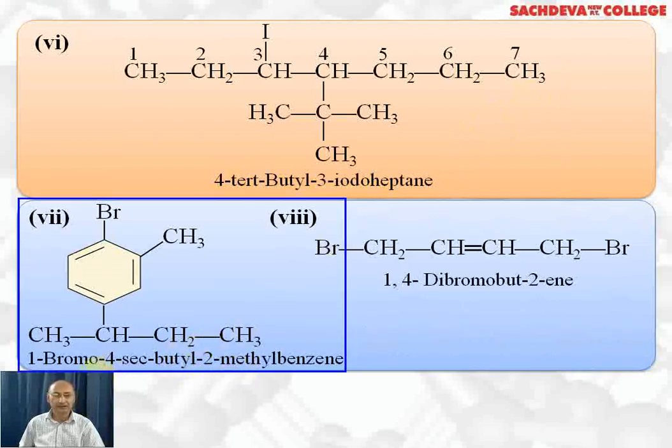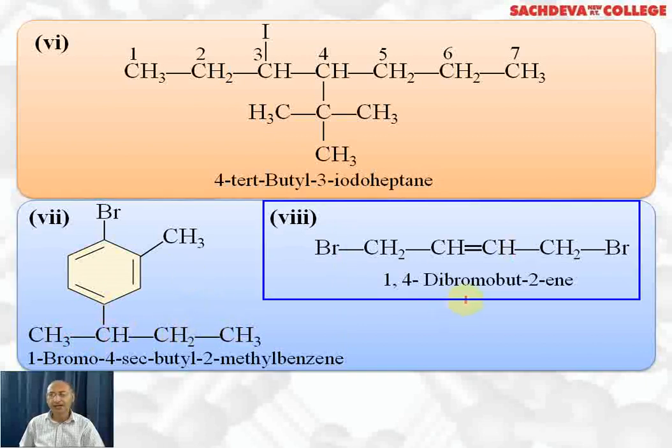Next we want 1-bromo-4-secondary butyl-2-methyl benzene. So first make the benzene ring. 1-bromo means Br at the first carbon, 2-methyl means CH3 at the second carbon, 4-secondary butyl means at the fourth carbon add the secondary butyl group. Secondary butyl group means CH3CH will form the bond with the benzene ring, then CH2CH3.